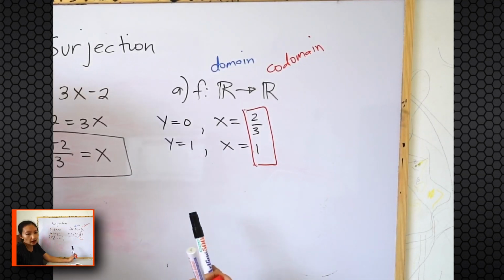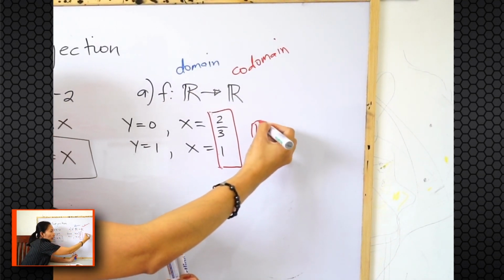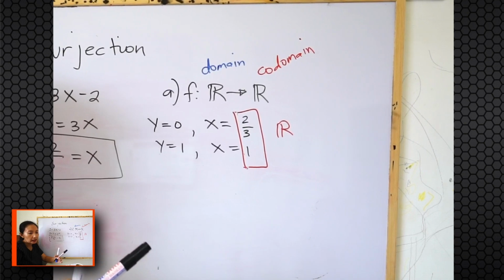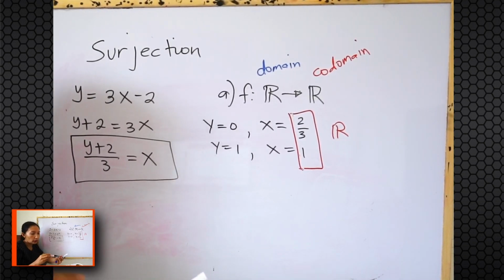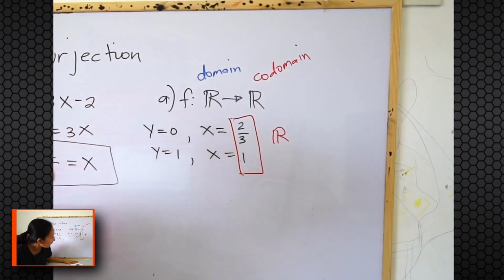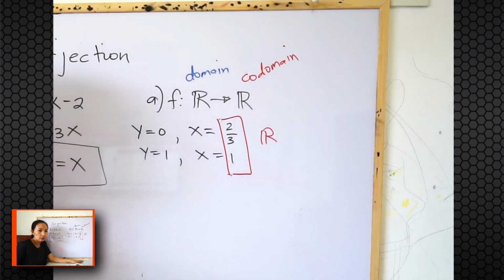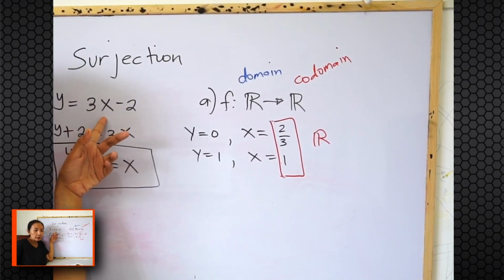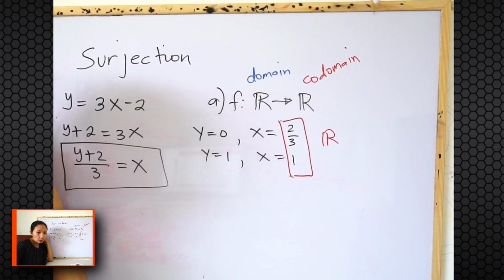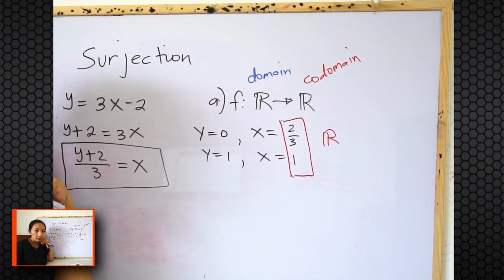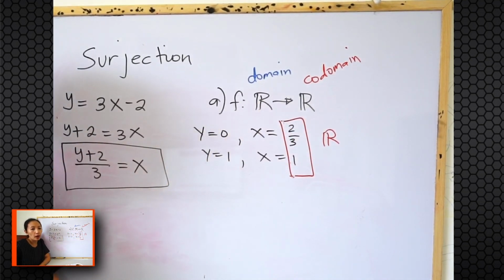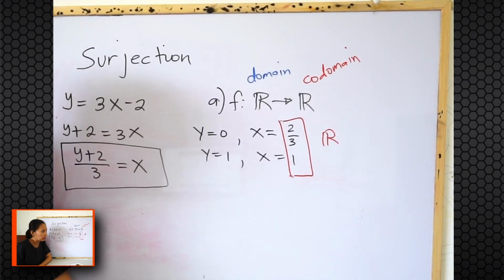Okay, the resulting x values are elements of R, the set of real numbers. Therefore, we say that it is surjective. Because if I take any real number for x, or if I pick out any real number as my x value here, will the result be also a real number for y? Yes, a real number. So, f maps R to R. It is surjective.